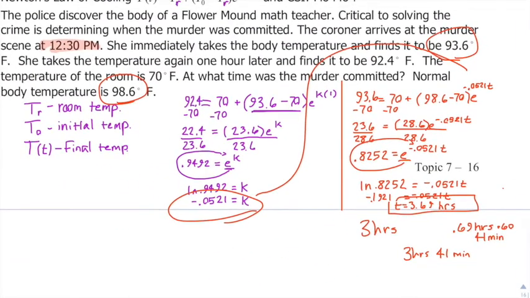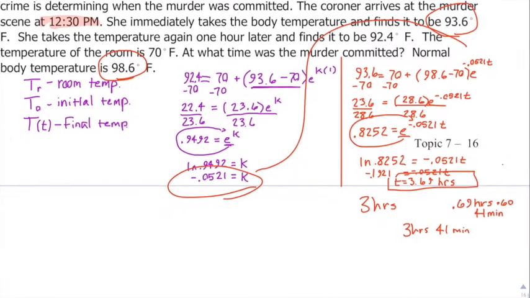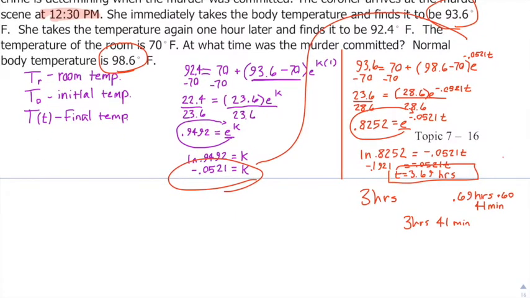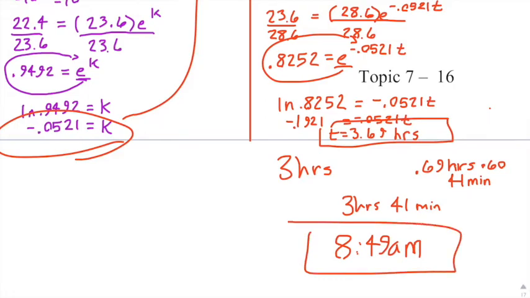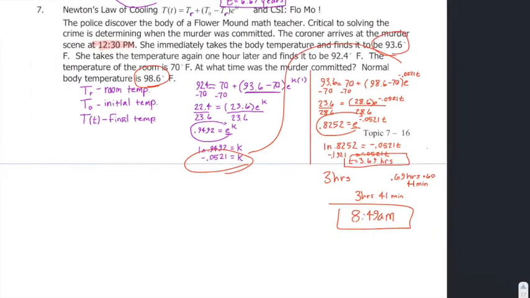And then when you subtract that from the 12:30 time, that would be at about 9, but then subtracting 41 minutes would be like 8:49 a.m. And that would be your time of death, apparently.